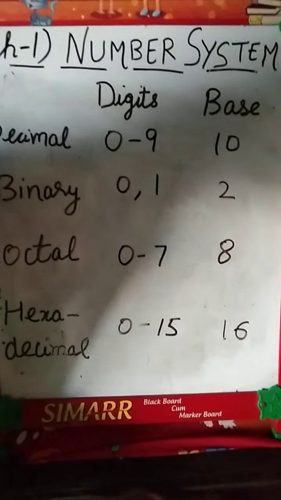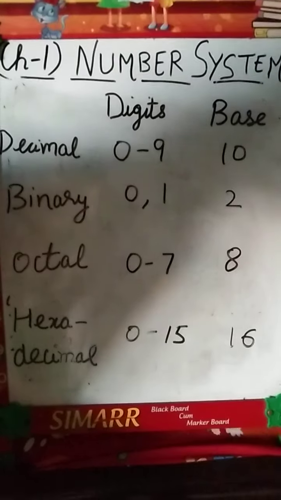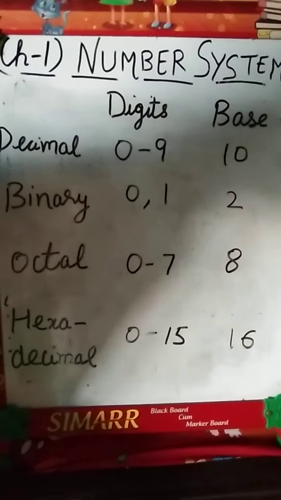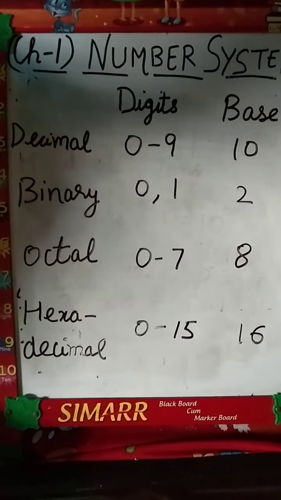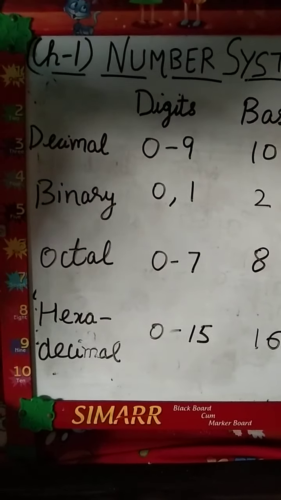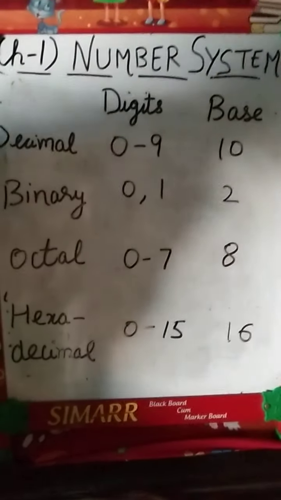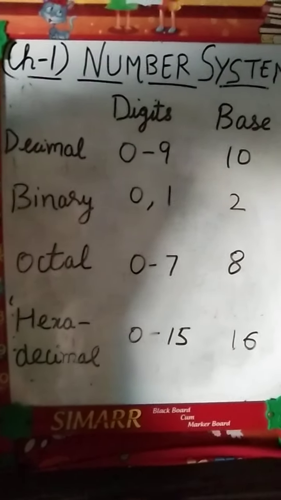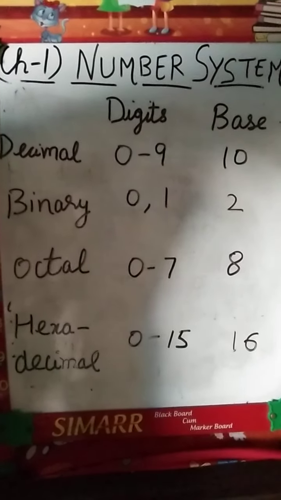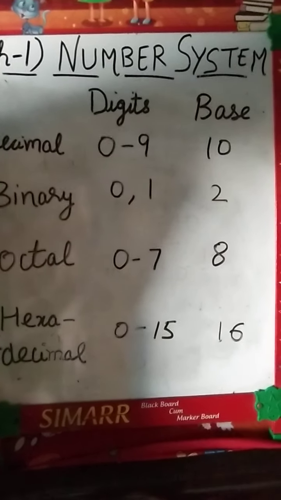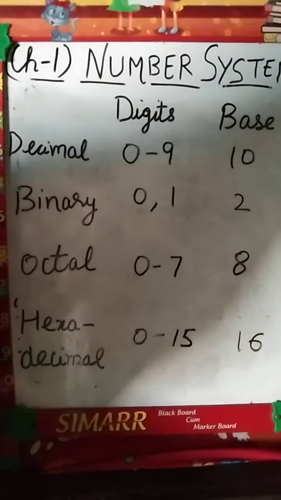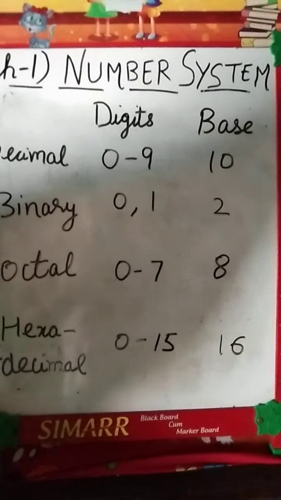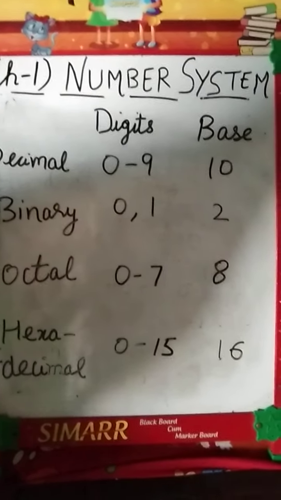Students, as we studied in our first chapter, the number system. Previously we studied four types of number system: the binary number system, decimal number system, octal number system and hexadecimal number system. Our decimal number system contains digits from 0 to 9 and its base is 10. The second one is the binary number system. It consists of two digits, 0 and 1, and its base is 2.